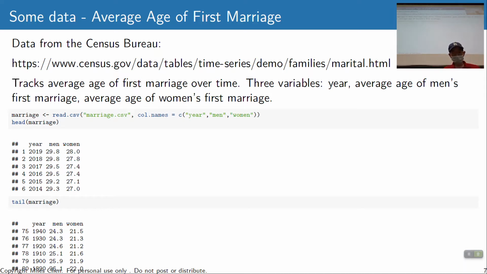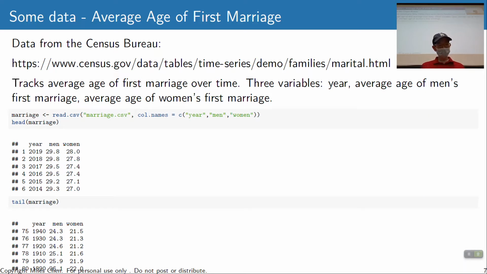This data comes from the U.S. Census Bureau, and it tracks age of first marriage over time. In this data set, there are 3 variables: the year in which the data was recorded, and during that year, the average age of men's first marriage and the average age of women's first marriage. They look at basically all of the marriage licenses or certificates that were filed, looking at people who were getting married for the first time, and the average age.